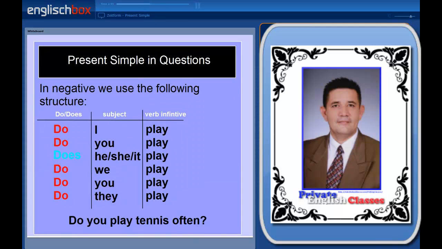For questions, we invert the subject and the auxiliary verb. So again, the auxiliary verb is do. This comes first, then the subject, and then the infinitive. Do I play? Do you play? And in third person, very important, does he, does she, or does it play? An example question is at the bottom. Do you play tennis often?